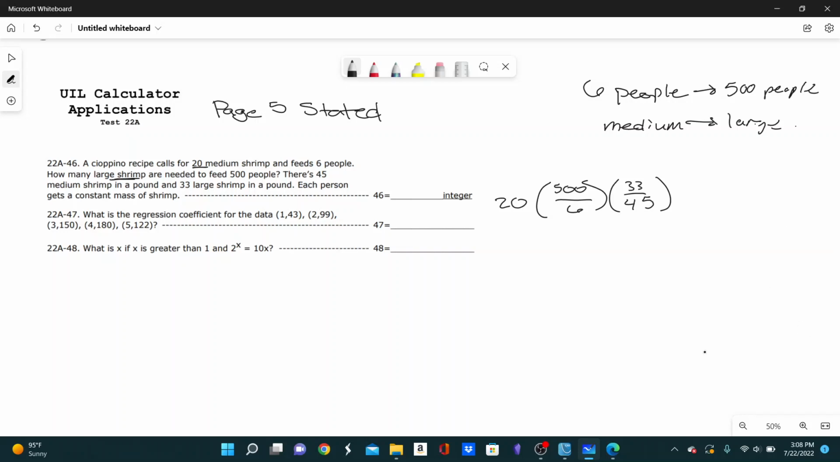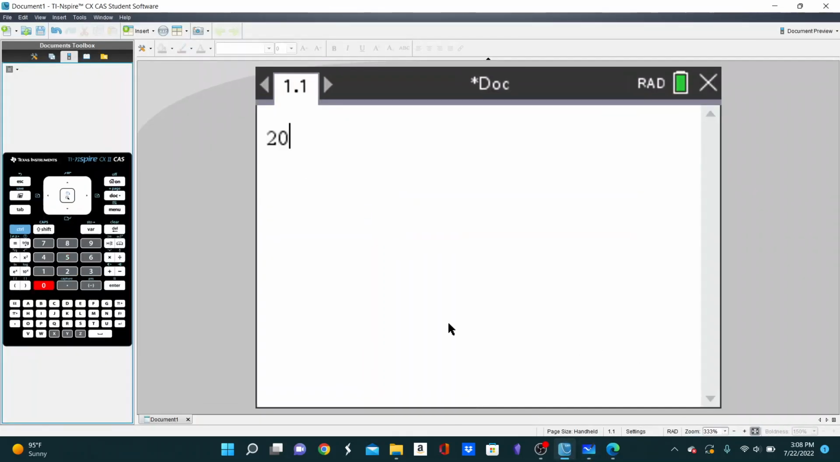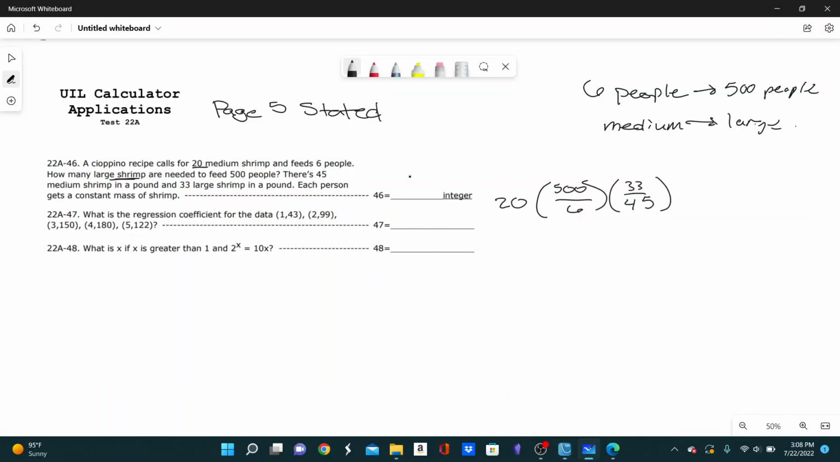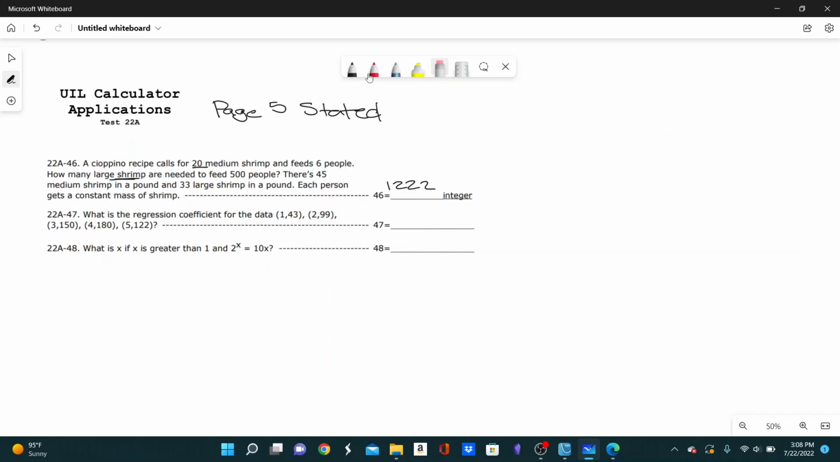So I'm going to get out my calculator. We're going to do 20 times 500 over 6 times 33 over 45. And we end up with 1,222 shrimp. And it says integer, so we don't do 3 significant digits. 1,222. All right, let's look at number 47 next.